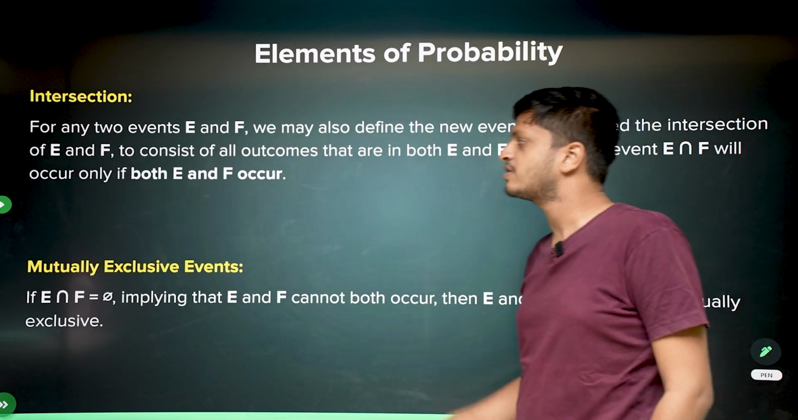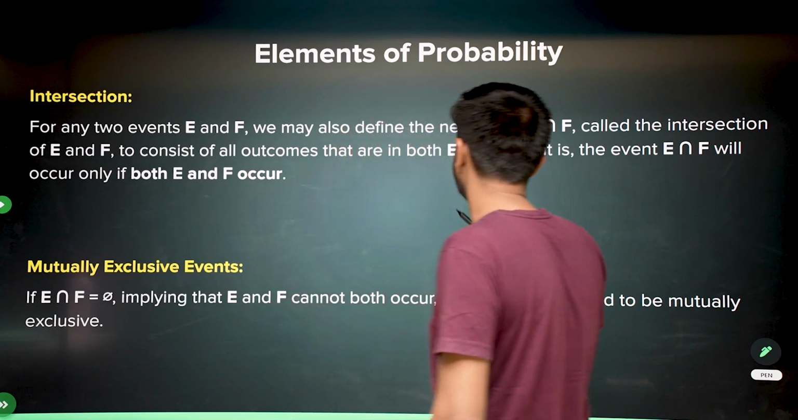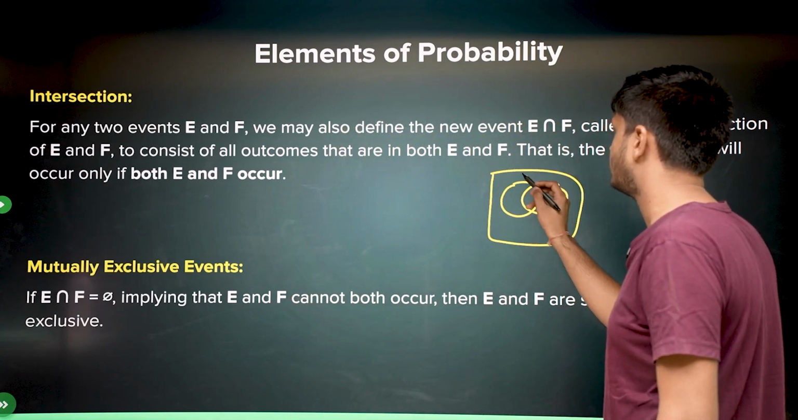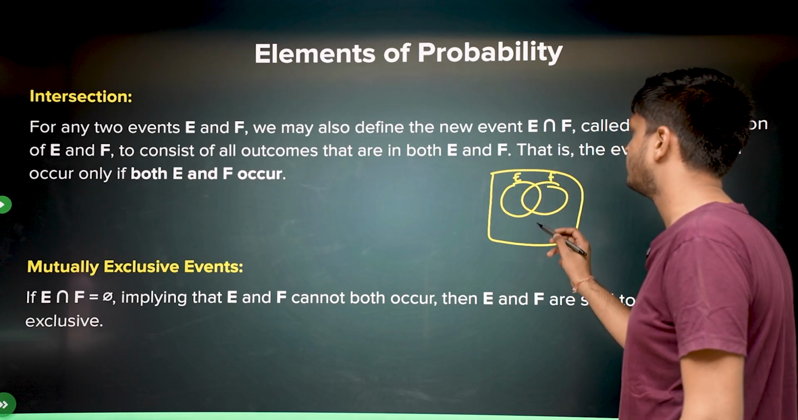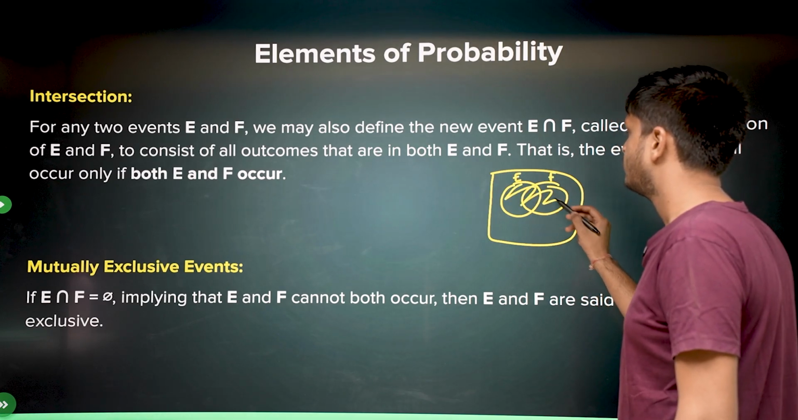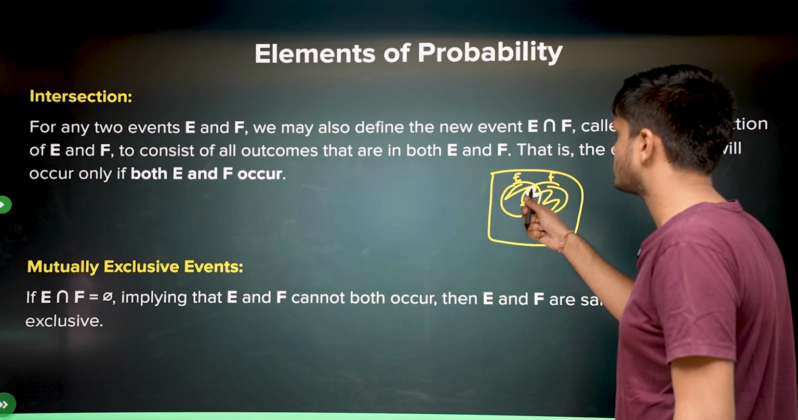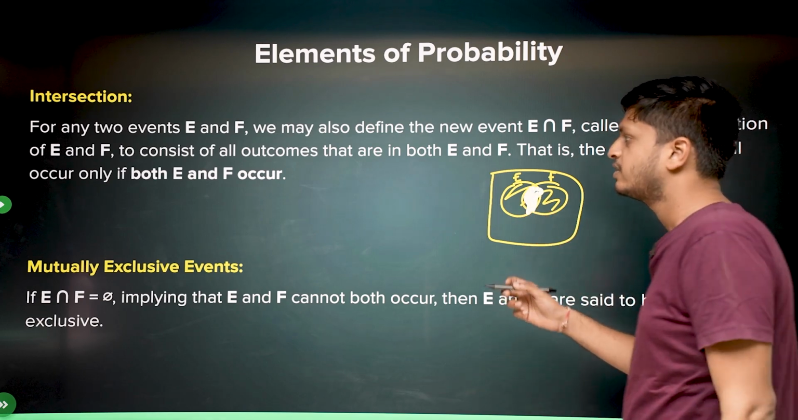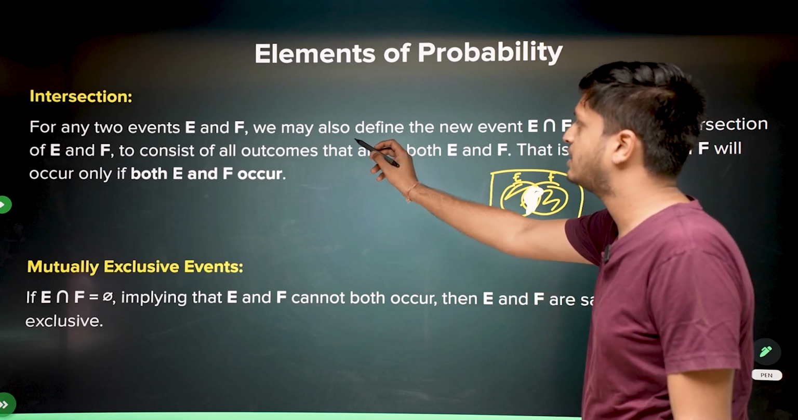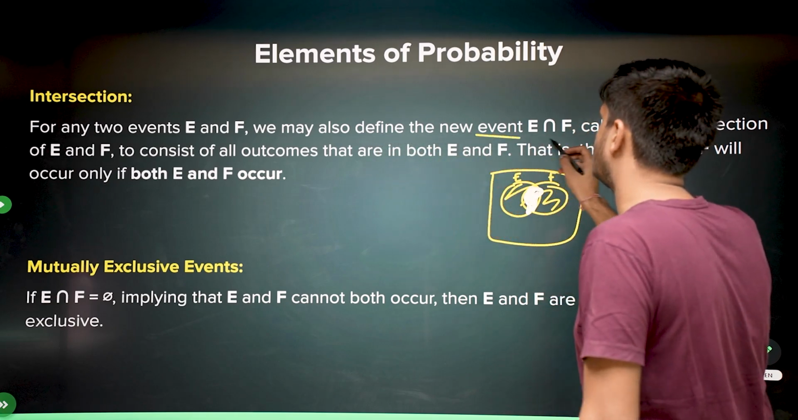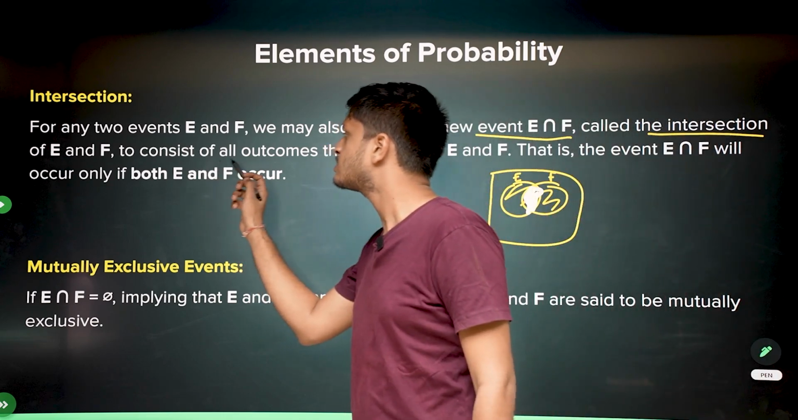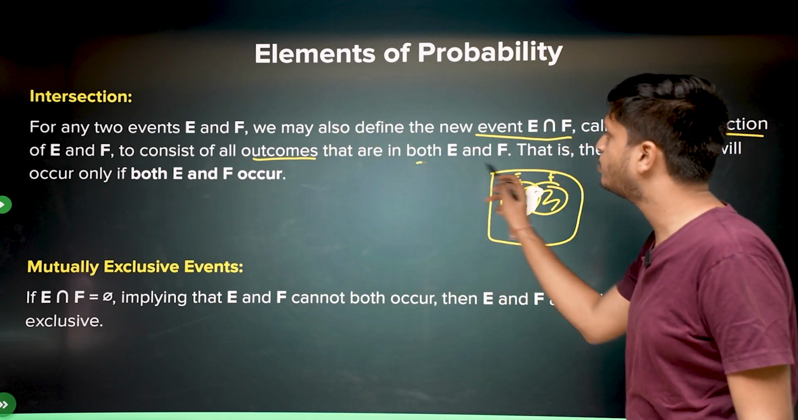Okay, the next concept is intersection. Very simple again. You can always create a Venn diagram and see. This is the event E, this is the event F, this is E union F, and the middle region is E intersection F, which is E and F both. So for any two events E and F, we can also define the new event E intersection F, called the intersection of E and F, to consist of all outcomes that are in both E and F.